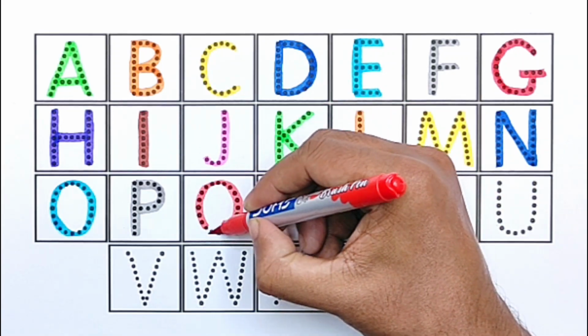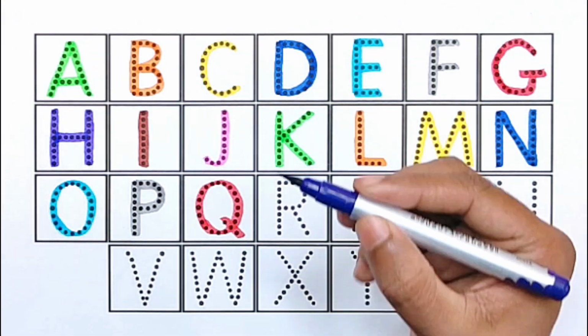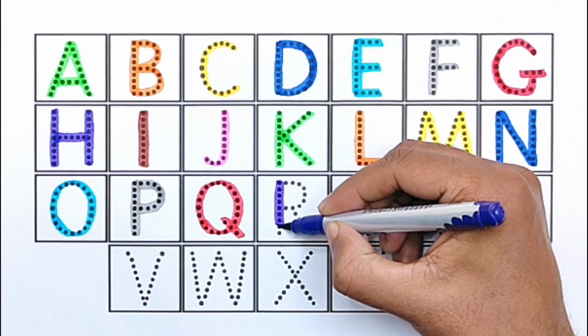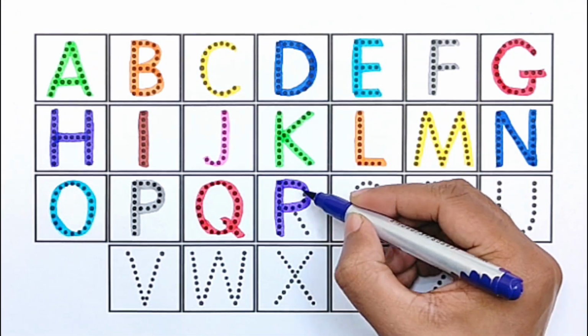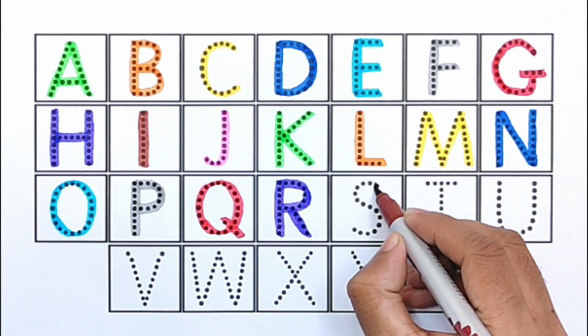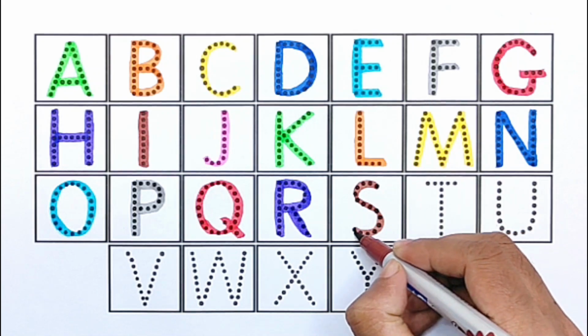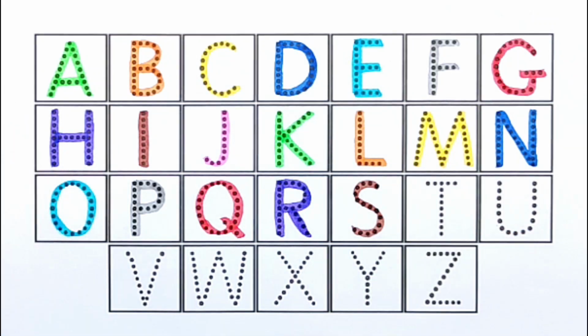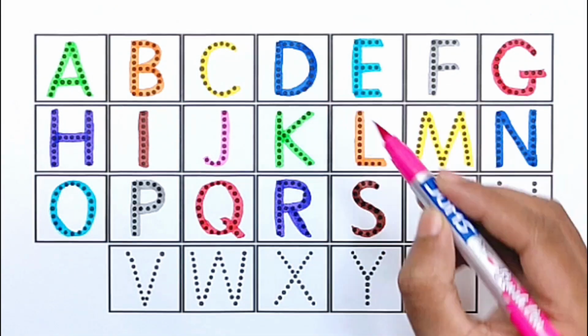Q for queen, purple color. R for rainbow, brown color. S for strawberry, pink color.